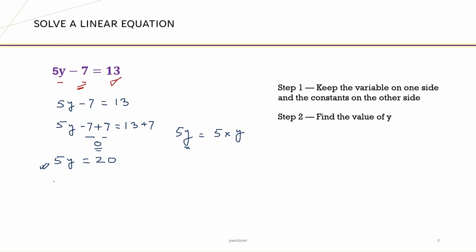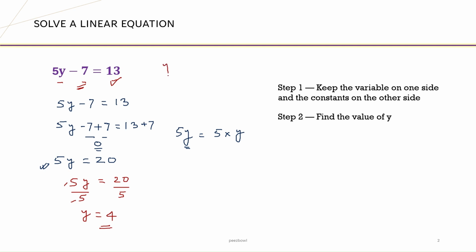So, 5y is equal to 20. This is what we have now. I will divide the left hand side by 5, and I will divide the right hand side by 5 as well. So on the left hand side, this 5 and this 5 will cancel each other out. Therefore, on the left hand side we have only y, and this is equal to 20 divided by 5, which is 4. Therefore, the value of y is 4.